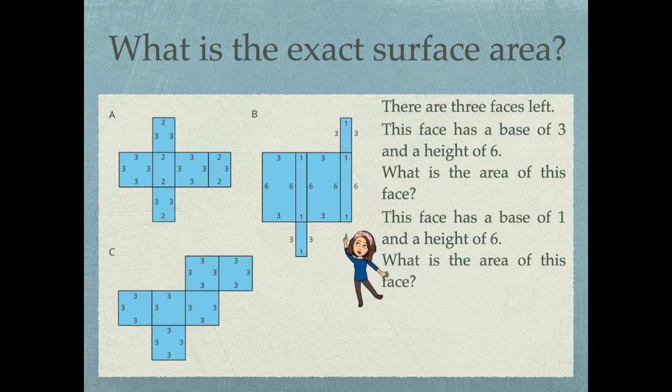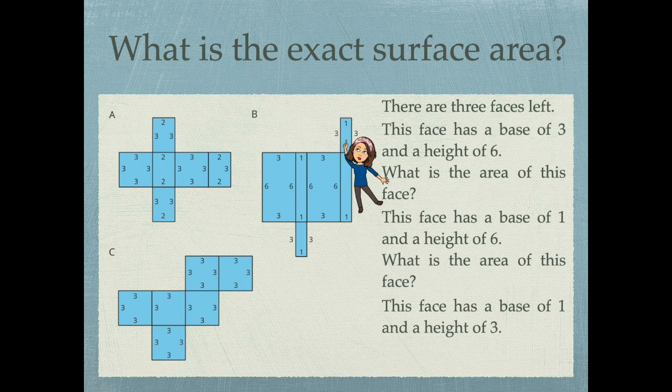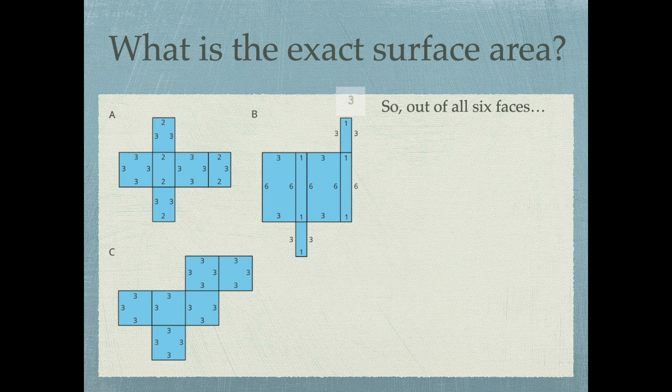And finally, I need to do this last one here. So that means the base is 1 and the height is 3. So that means 3 times 1 is, so the area is 3. That was a lot of numbers. I hope you kept them all straight. So in summary, this is what we did.